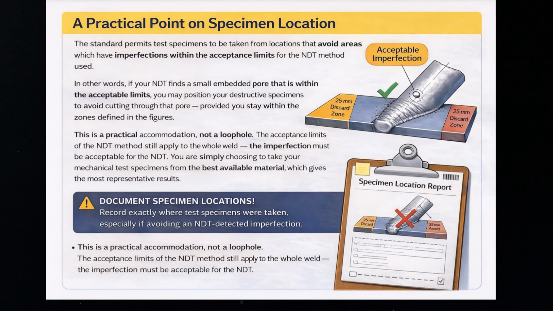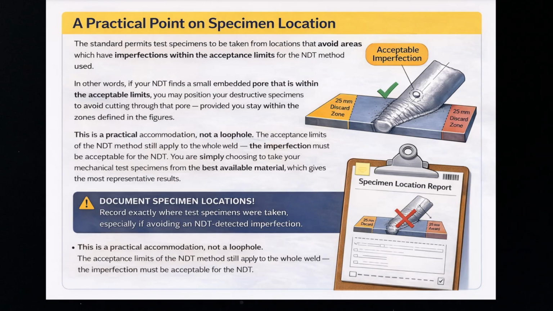A practical point on specimen location. The standard permits test specimens to be taken from locations that avoid areas which have imperfections within the acceptance limits for the NDT method used. In other words, if your NDT finds a small embedded pore that is within the acceptable limits, you may position your destructive specimens to avoid cutting through that pore, provided you stay within the zones defined in the figures.